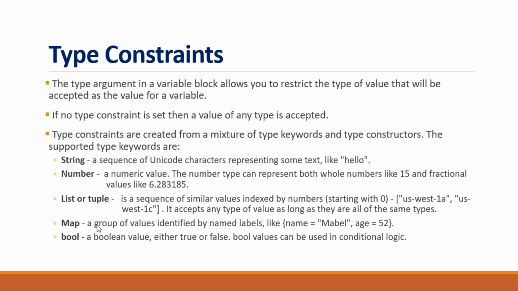Next we have map. A group of values identified by name labels, like name equal to Mabel and age. If I talk in simple words, it's kind of a key-value pair. This is the key and this is the value.